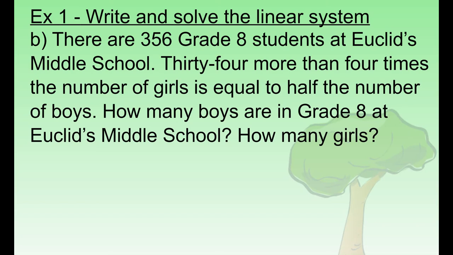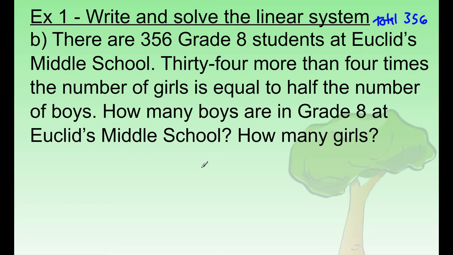Now this is more of an actual wordy problem, so a verbal model will make more sense to do here. It says there are 356 grade 8 students at Euclid's elementary school. Okay, so there's a total of 356. 34 more than 4 times the number of girls is equal to half the boys. Oh my goodness, that's an ugly sentence.